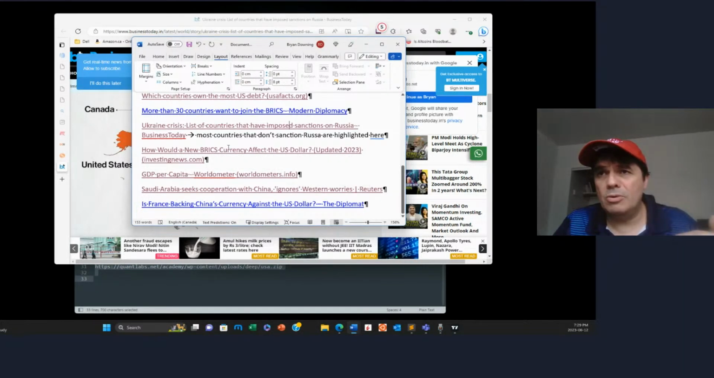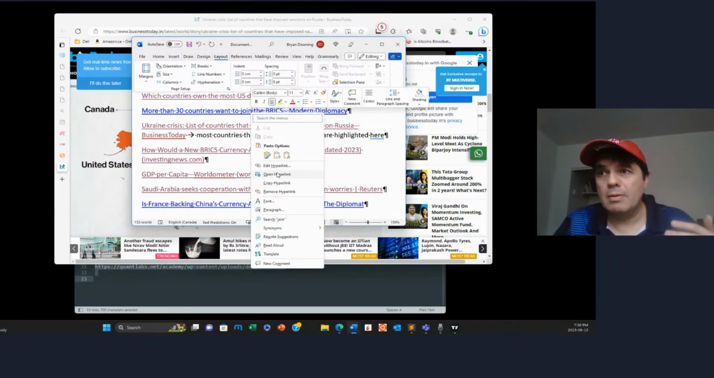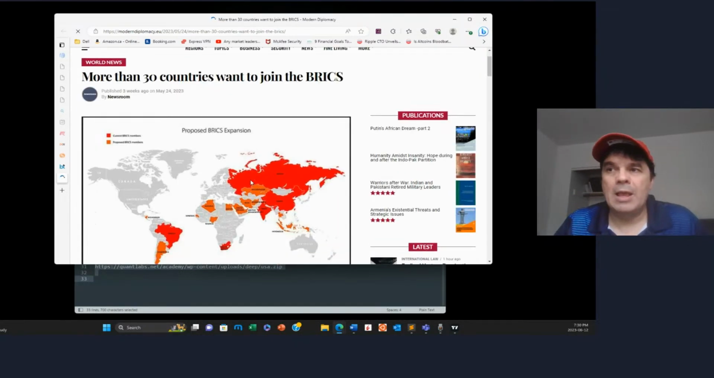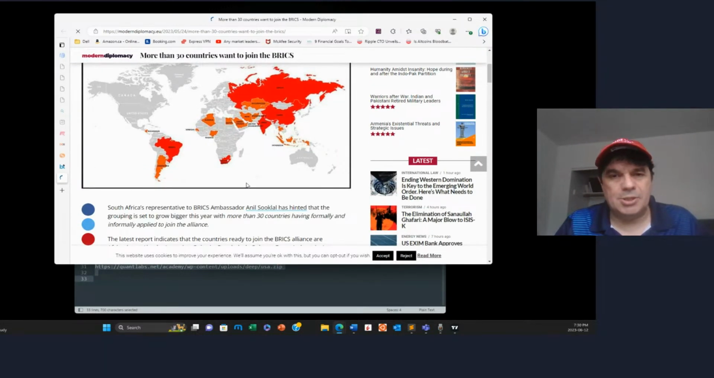Where's my 30 countries? When you look at this map here, this is going to shock you. I just discovered this in the last half hour, 45 minutes. Look at these countries that now want to join BRICS. There's no US, no Canada, no countries in Europe, no countries like Australia and Japan. You see the difference here?